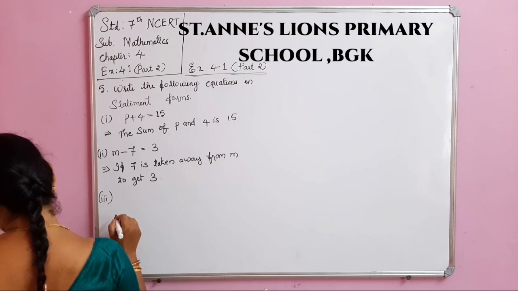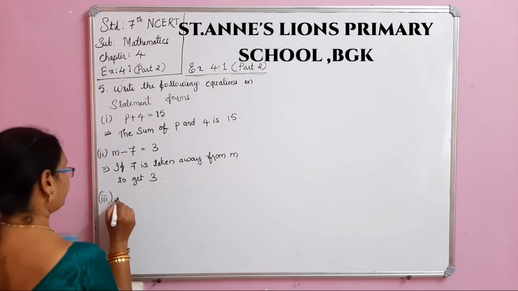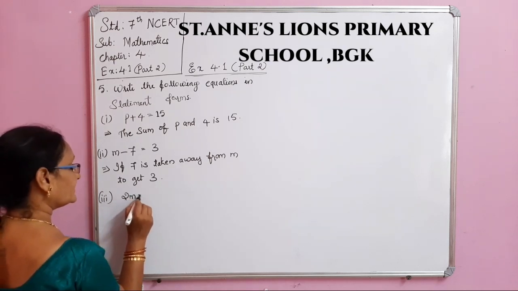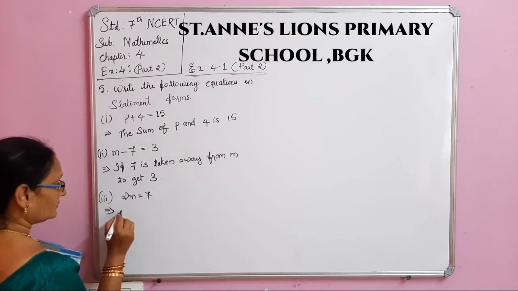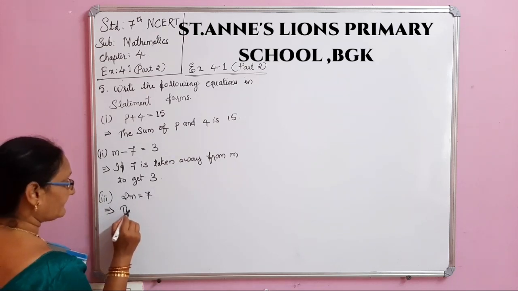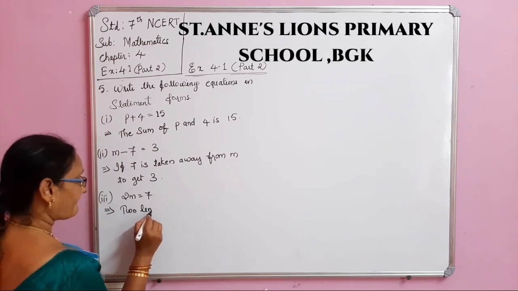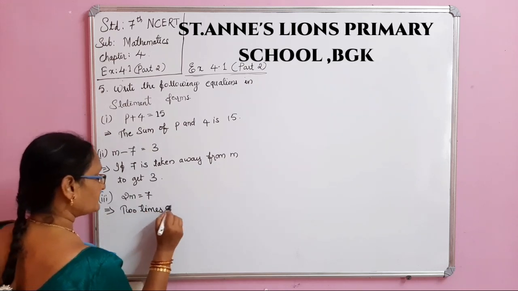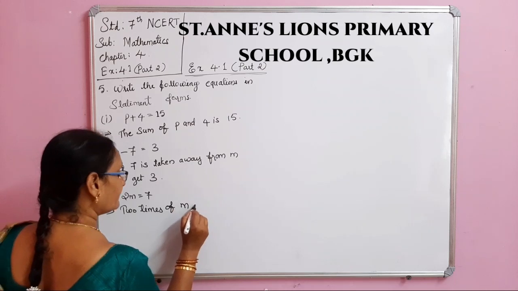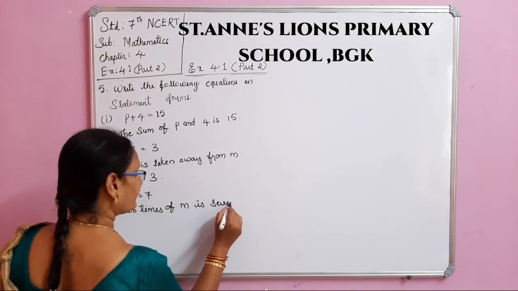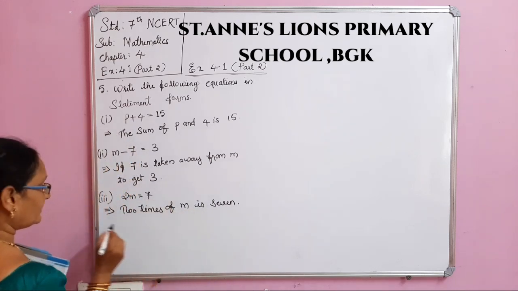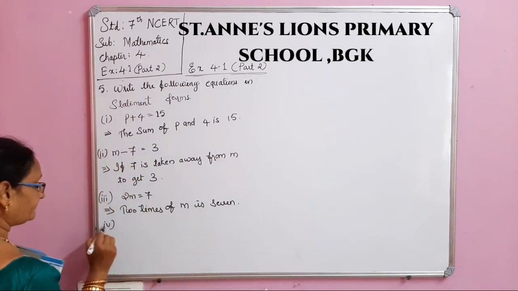Okay, next, 2m is equal to 7. The statement is 2 times of m is 7, or this 7 also you can write, no problem.